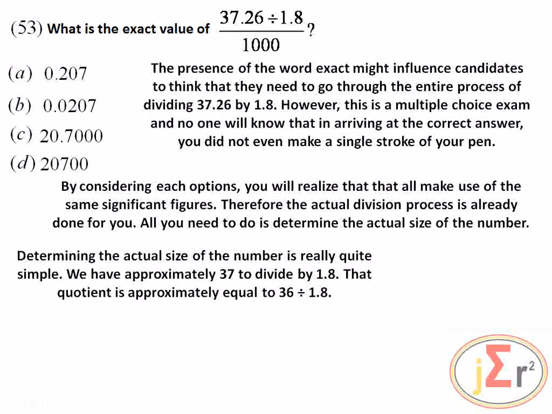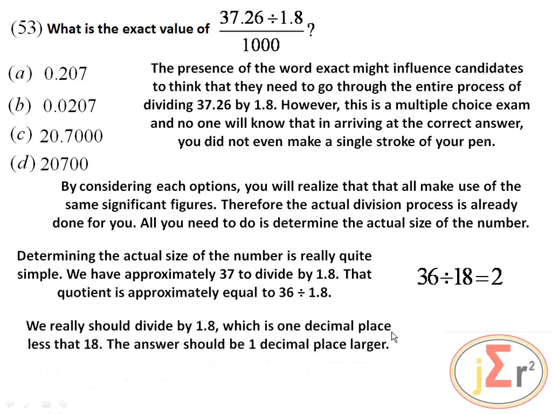Determining the actual size of the number is really quite simple. We have approximately 37 to divide by 1.8. That quotient is approximately equal to 36 divided by 1.8. We are doing the division without the point on this occasion. 36 divided by 18 is equal to 2. We really should divide by 1.8, which is one decimal place less than 18. The answer should be one decimal place larger than 2.